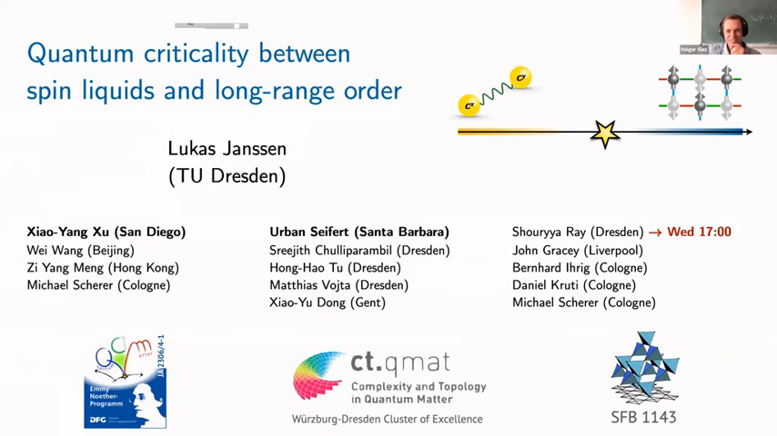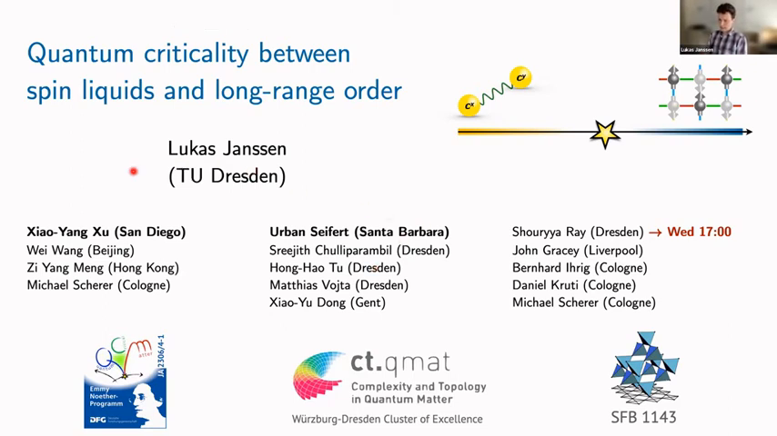Thanks also to everyone else of the organizers for setting up this extremely interesting program and also for the invitation to speak. Today I'm going to discuss phase transitions in flatland systems. These are particular phase transitions where at least one of the adjacent phases features an emergent gauge field. In fact, I will argue that the presence of these unconventional excitations leads to a new and unusual type of quantum criticality.